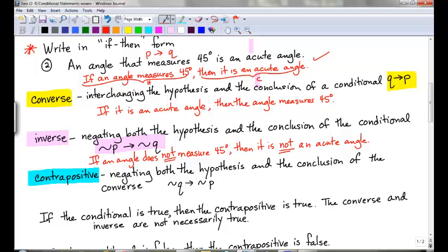Okay, then another new term is a contrapositive. The contrapositive is you negate both the hypothesis and the conclusion of the converse. So you go back up here to the converse. Okay, you look at this, you negate both those. Okay, so if it is not an acute angle, okay, then it is, or it does not measure 45 degrees.